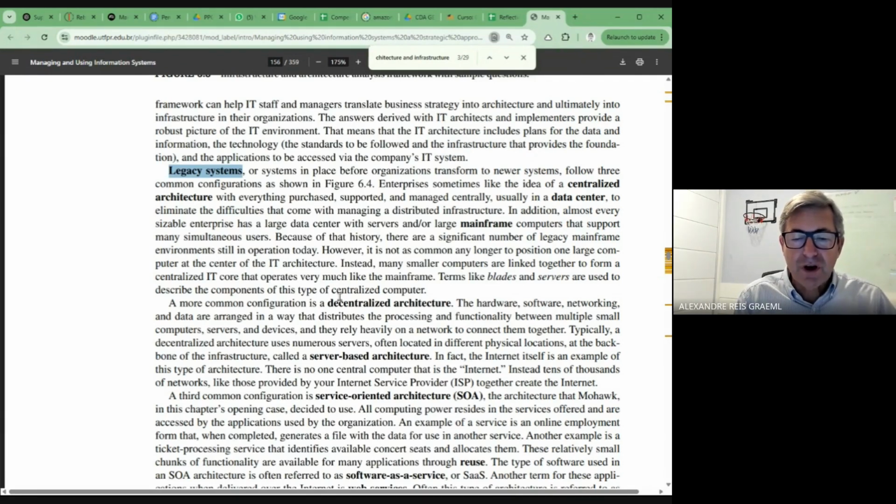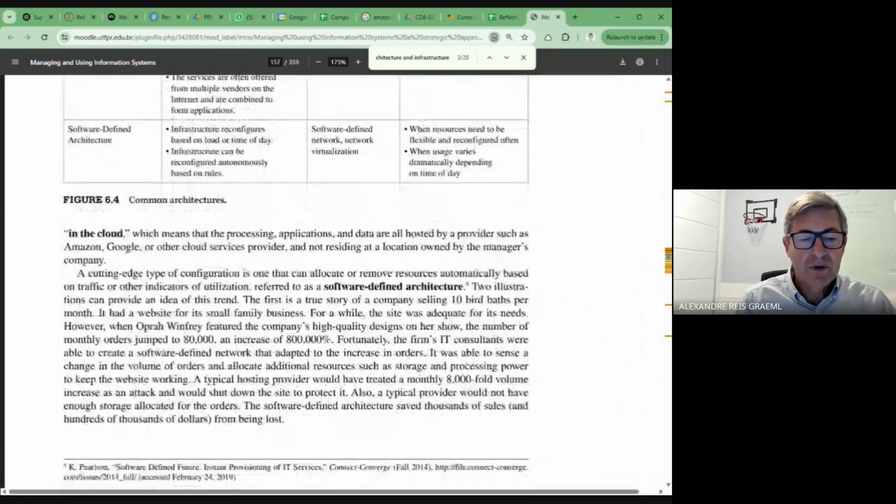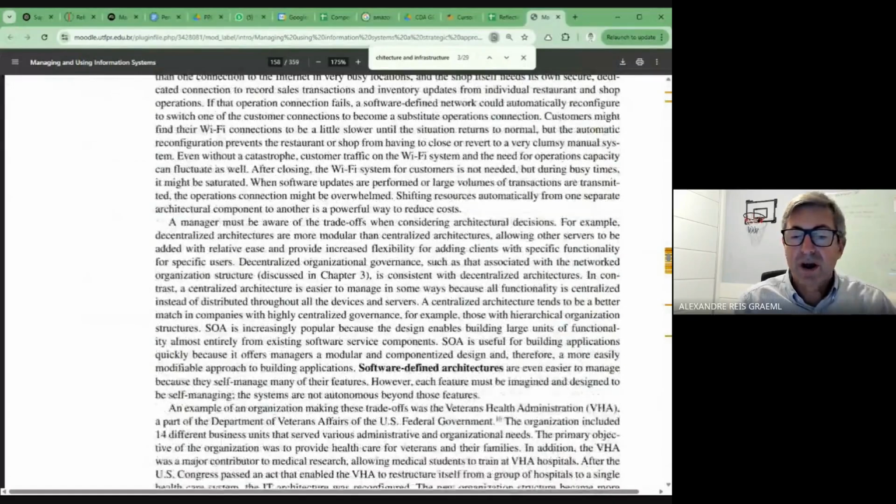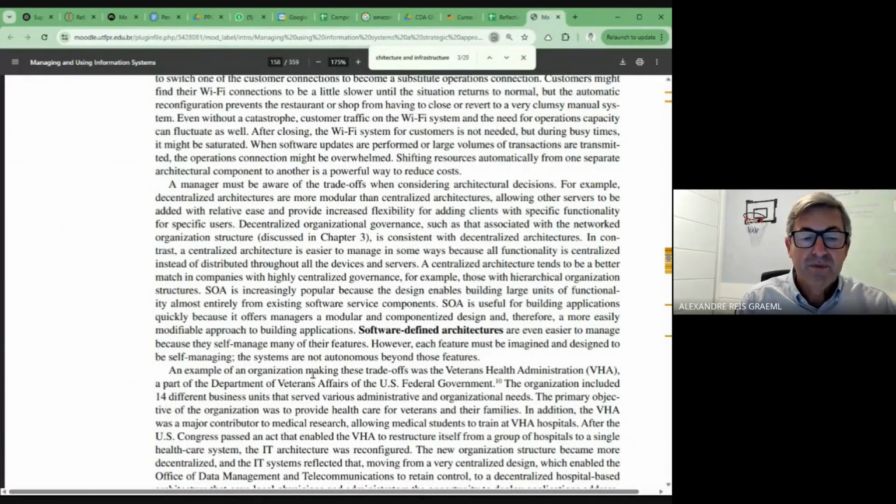Here they talk about decentralized architecture, server-based architecture, service-oriented architecture. Those things I think we've already covered somehow. A little more here on centralized and decentralized structures. Decentralized architectures are more modular than centralized architectures.